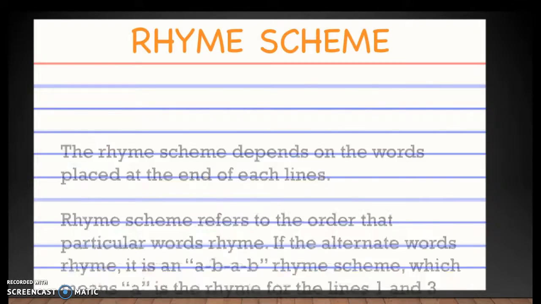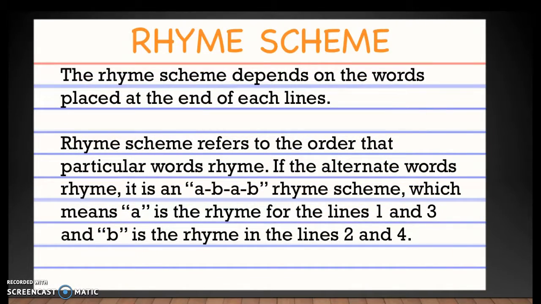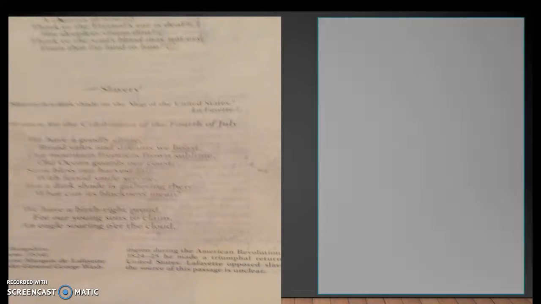Rhyme scheme. The rhyme scheme depends on the words placed at the end of each line. Rhyme scheme refers to the order that particular words rhyme. If the alternate words rhyme, it is an A-B-A-B rhyme scheme, which means A is the rhyme of lines 1 and 3, and B is the rhyme of lines 2 and 4. We'll talk about that more in the next slide.